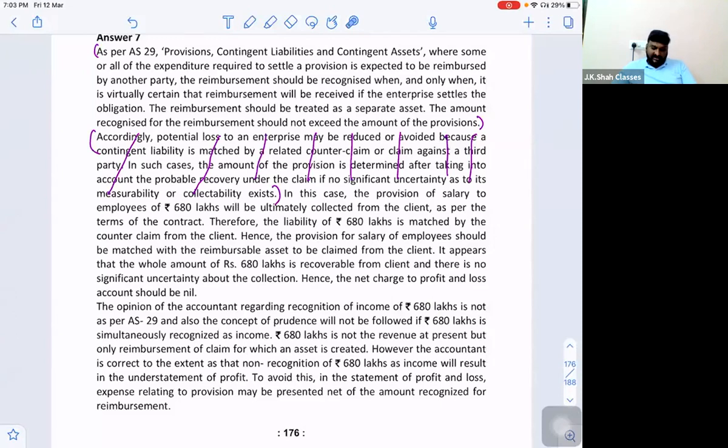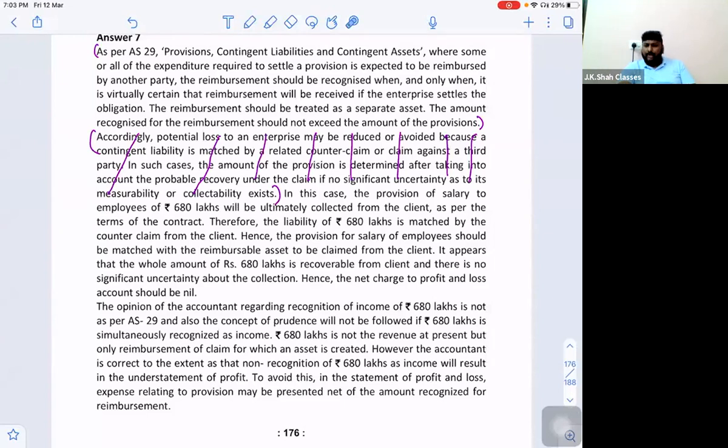If 680 lakh is recorded as an income... So what you have to do, 680 lakh is not a revenue at present, but only reimbursement of claim for which an asset is created. However, the accountant is correct to the extent that non-recognition of 680 lakhs as income will result in understatement of profit. So to avoid this situation, in the statement of P&L, expense relating to the provision may be presented net of the amount recognized for reimbursement. So technically the net charge to the P&L will be zero only.